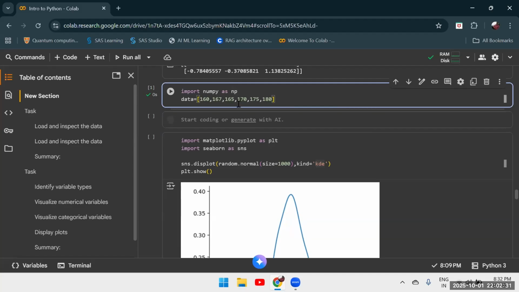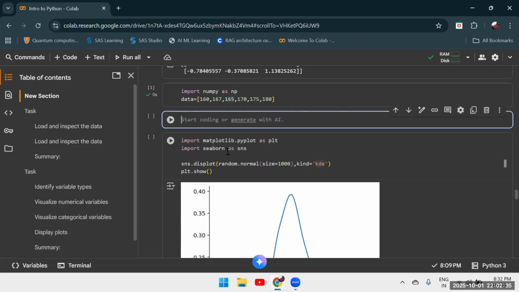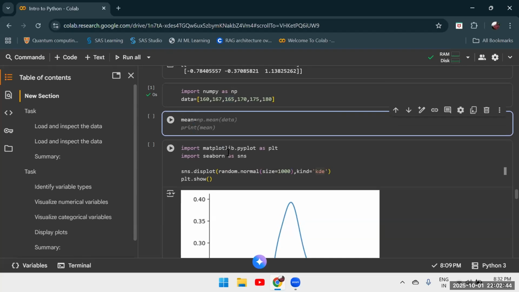In this list, what I wanted to do is compute the mean of this data. How can I compute the mean of this data? Basically, I'll be creating a variable called mean. For this, there is an inbuilt function in NumPy called mean. So I'm just going to make use of that: np.mean of, and I'm just going to supply this data across.